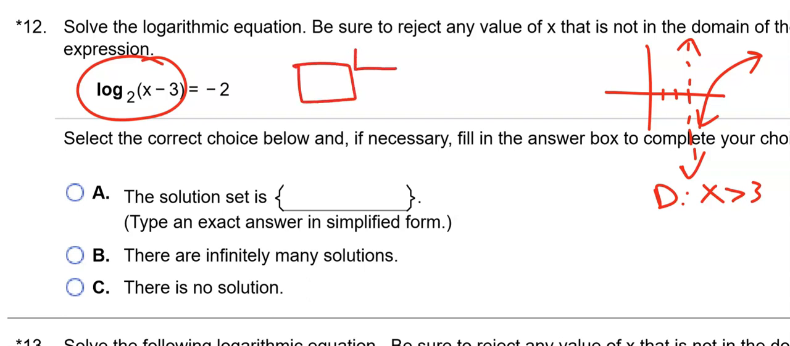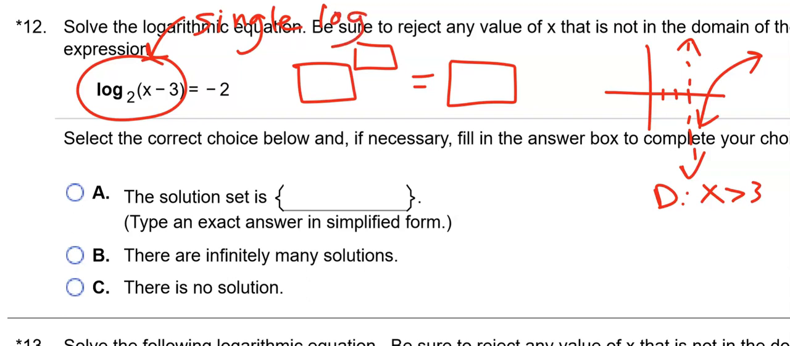Something to the something power. Now, the only reason I can change these is that we have a single log. And every time I'm changing it to its exponential form, I should have been asking you guys, is this a single log? If it's a single log, then yes, you can change it to its other form. The base is 2. The exponent is -2. What's it equal to? The argument, x minus 3.